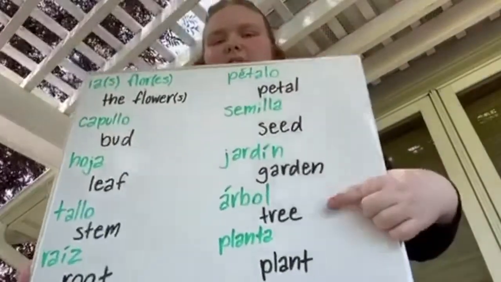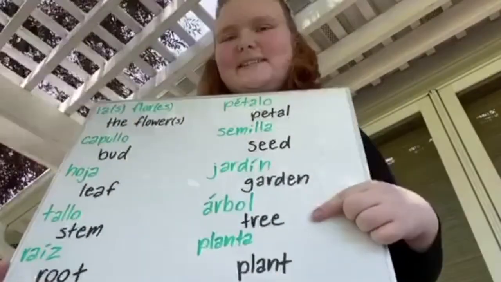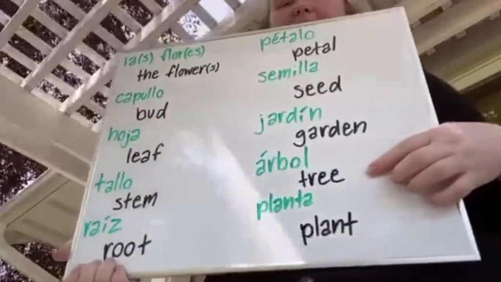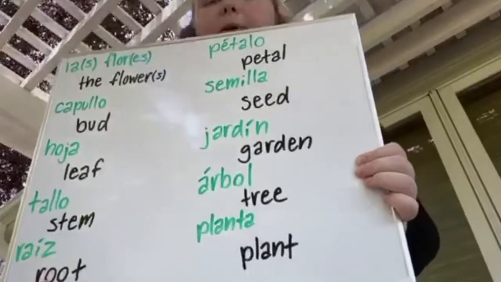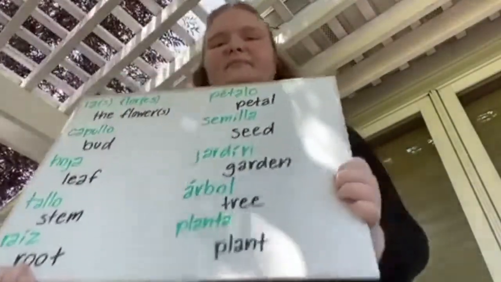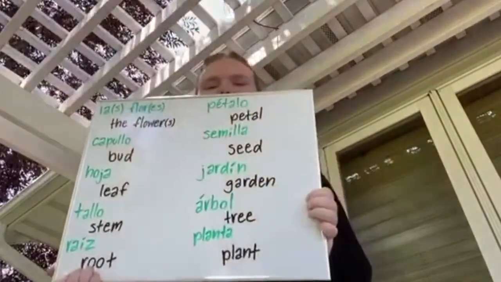Then tree. I love trees. Okay, tree in Spanish is árbol. So put that accent on the A, like I have written, árbol. And then if you just want to say plant, because, you know, you don't need to know the specific kind, you say planta.